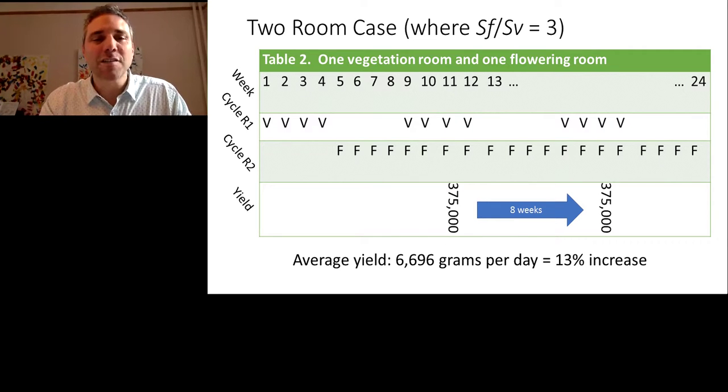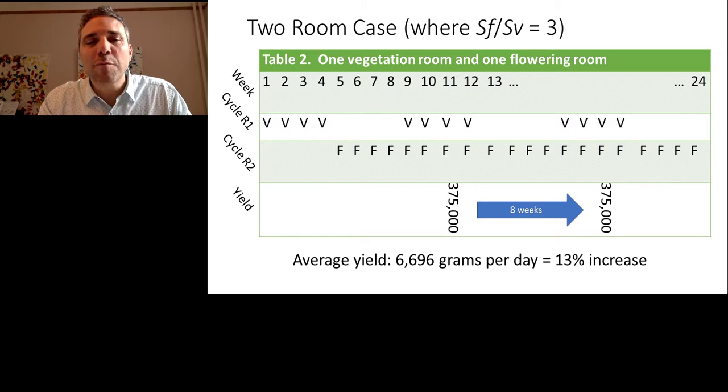I actually made another error here. I really apologize. This whole thing right here, just to be clear, these should be V's also. In other words, right after the last vegging period, when we move the plants into the flowering room, we immediately start another vegging period in here.